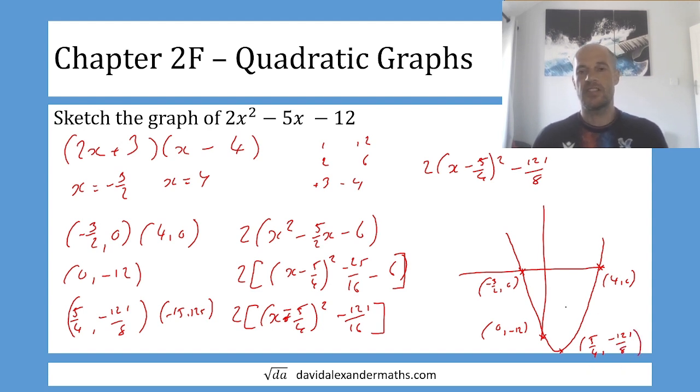Now, when you're doing a sketch, they might not need you to sketch all of the points. It might just be the x-intercepts, it might just be the turning point, but you just need to know that there are usually 4 coordinates that we can easily work out.